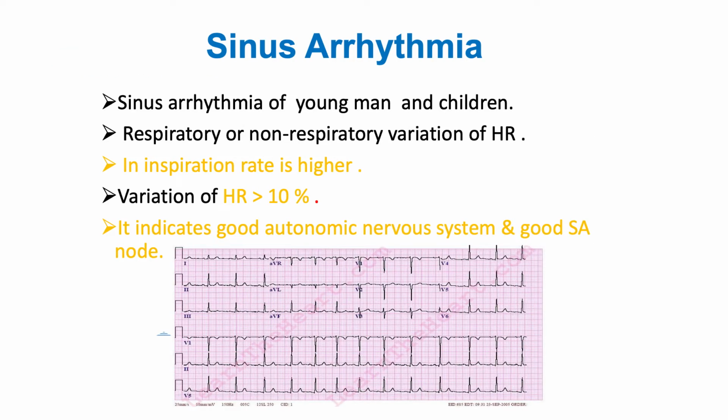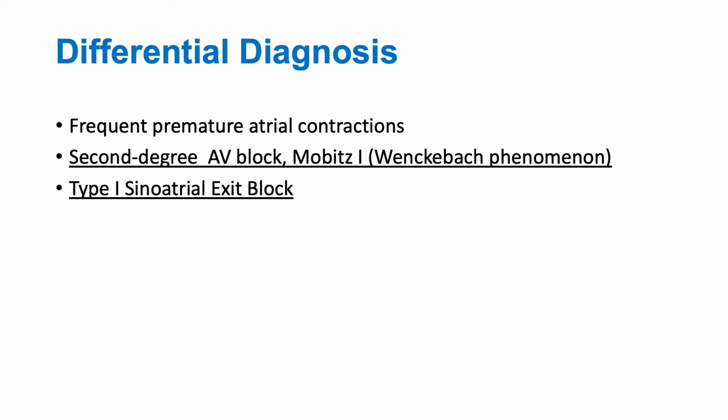This is the summary. What is sinus arrhythmia in summary? Sinus arrhythmia of young men and children: respiratory and non-respiratory variation of heart rate. In inspiration the rate is higher, with variation of heart rate more than 10%. It indicates good autonomic nervous system and good SA node function. This is a 12-lead ECG showing sinus arrhythmia. What is the differential diagnosis? Frequent premature atrial contractions, second degree AV block, that is Mobitz type 1, and type 1 sinoatrial exit block.